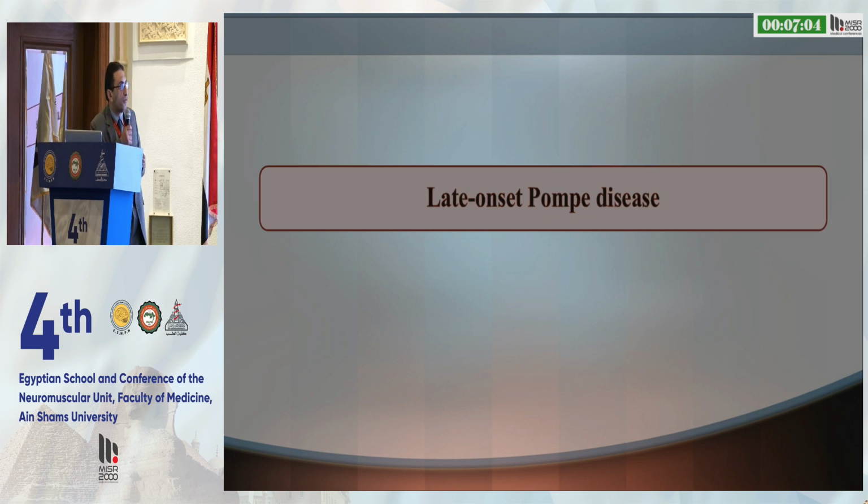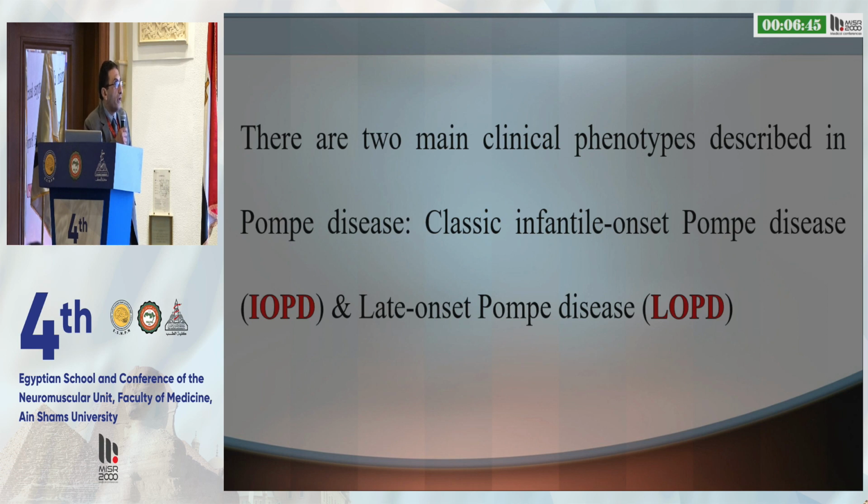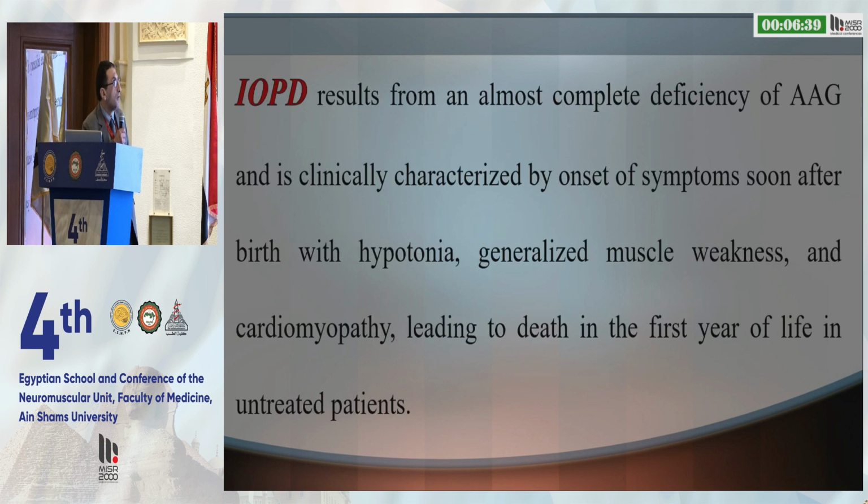To start with, late onset Pompe disease. It is a rare autosomal recessive disease caused by mutations in the gene that encodes for lysosomal enzyme acid alpha glucosidase, leading to accumulation of glycogen within the lysosomes of the cells in multiple tissues, including skeletal, cardiac, and smooth muscles. 2 main clinical phenotypes are described: classical infantile onset Pompe disease and late onset Pompe disease.